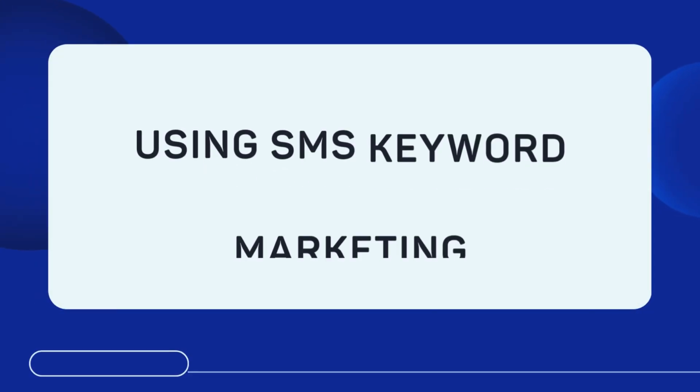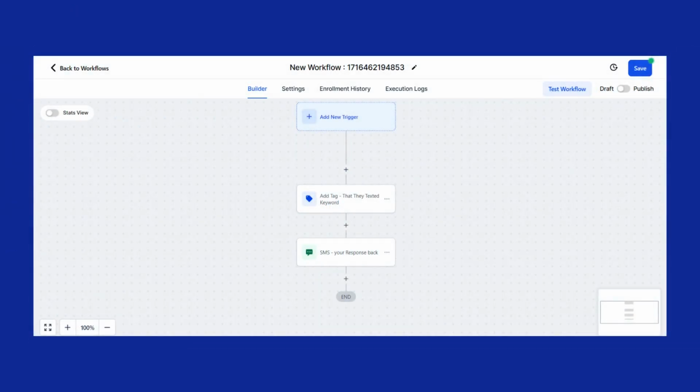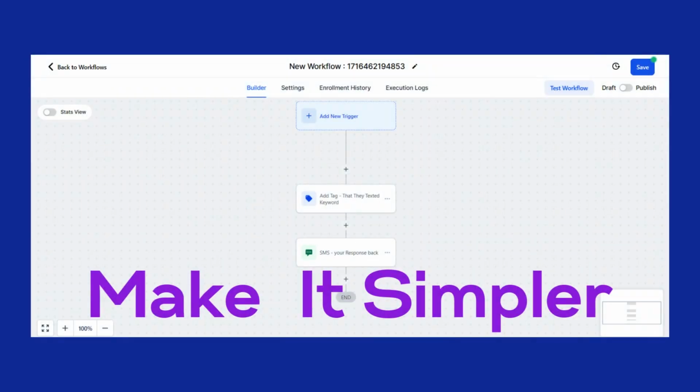Using a text keyword process to gather contact information during speaking events, lead magnets, and other marketing initiatives can be incredibly useful. It provides an easy and convenient way for interested parties to provide their contact details, making it simpler to follow up and engage with them in the future.